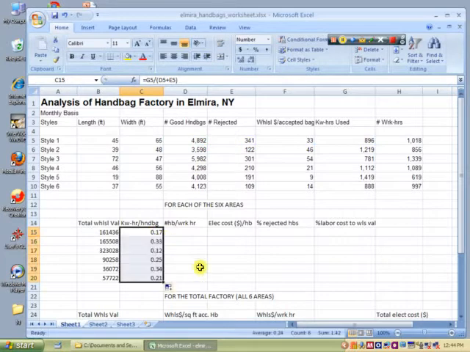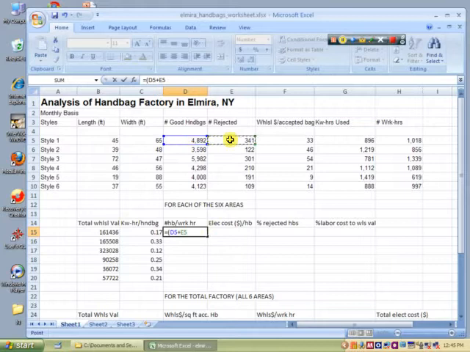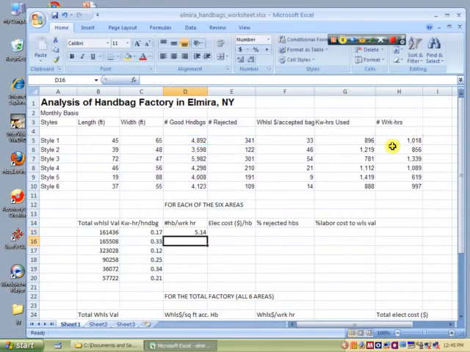We'll drag that down. Now we want the number of handbags per worker hour. Again, the workers are working on both the good and the reject, so you have to do both. So the number of handbags, that would be the good and the reject. A sum you always have to put in parentheses, so good plus reject, and that's per worker hour, so divided by the number of worker hours would be this, and then drag that on down.